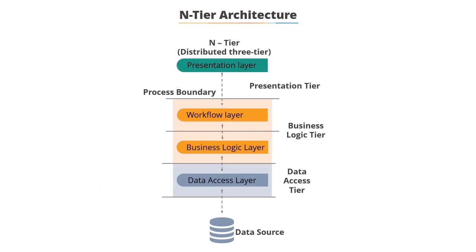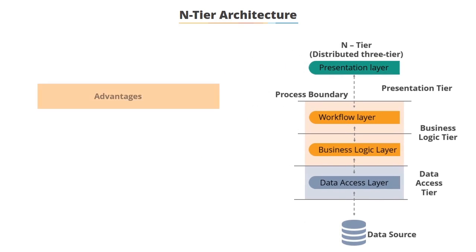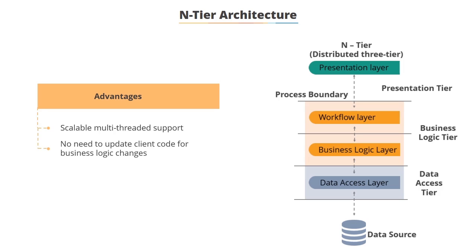Another pattern which is very popular is the n-tier architecture, where n is a number which is usually 3. The great advantage of this is it's completely multi-threaded, so the middle layers can be executed in parallel, so multiple clients can each have their own threads executing it. If the business logic changes, we don't need to change the user interface client code.